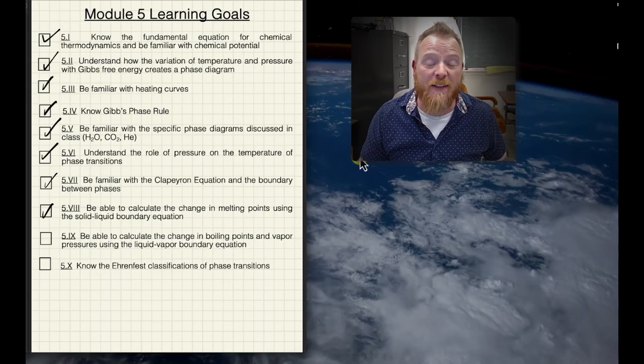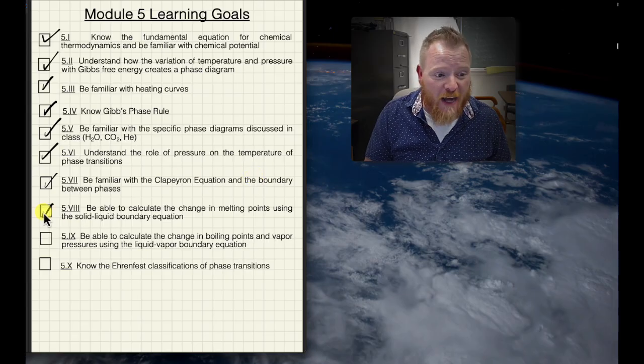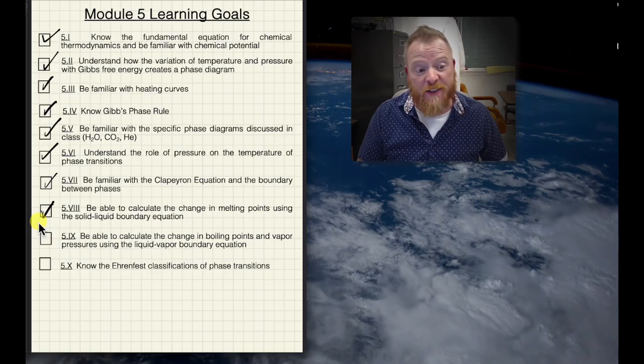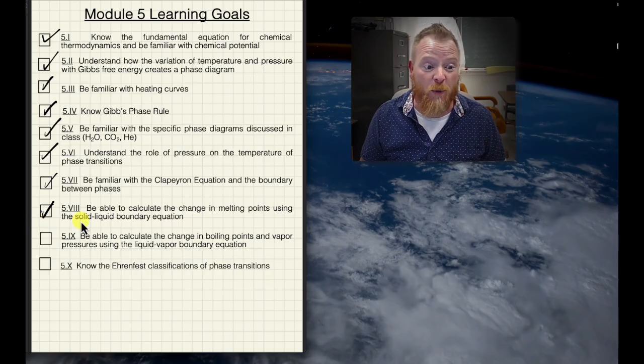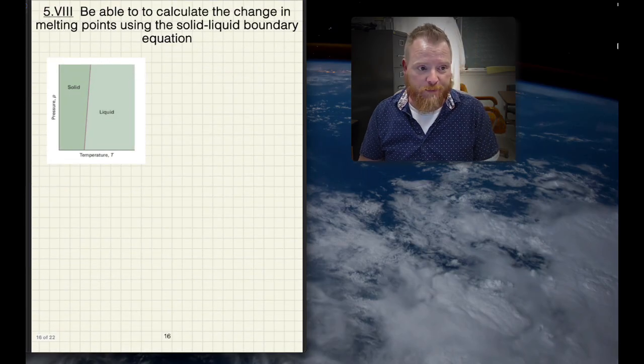Okay, folks, let's pick up right where we left off on the Clapeyron equation. We're going to use this now to specifically get an equation that's going to allow us to calculate different melting points for the solid liquid boundary. So let's navigate down there, and here we go.